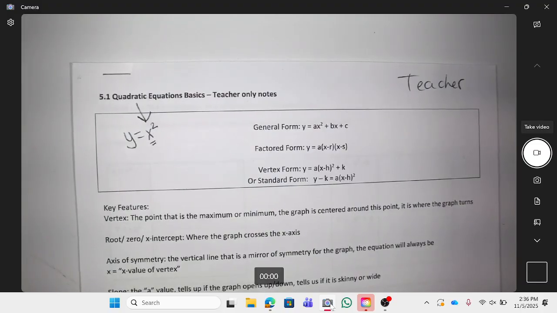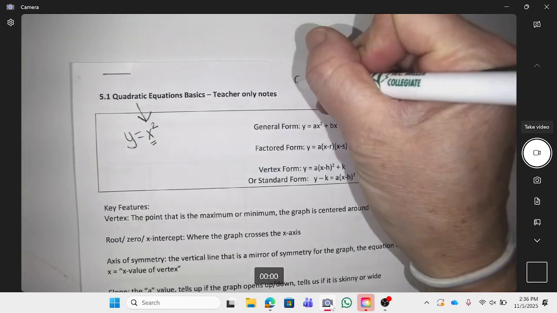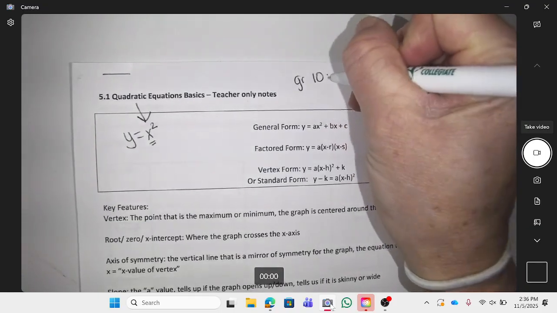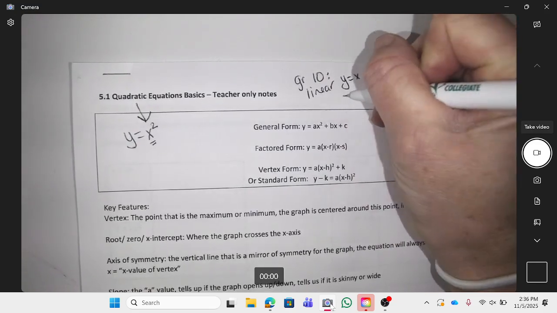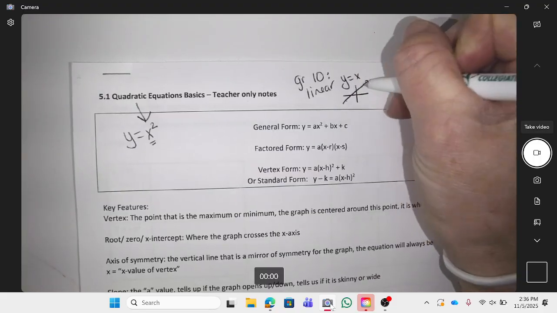Do you remember graphing lines? No. You did. Do it. I took it as a graph. Linear. We don't need an explanation, bro.